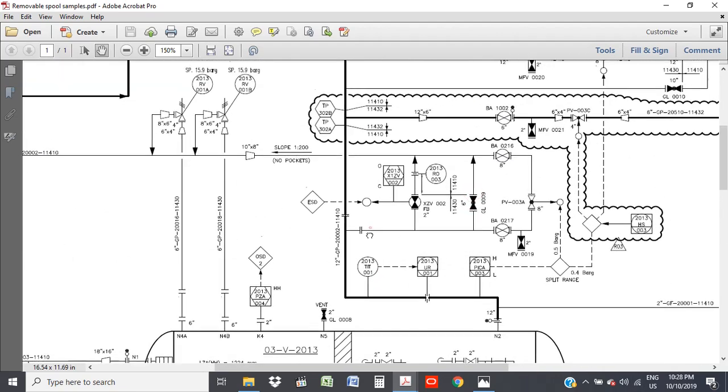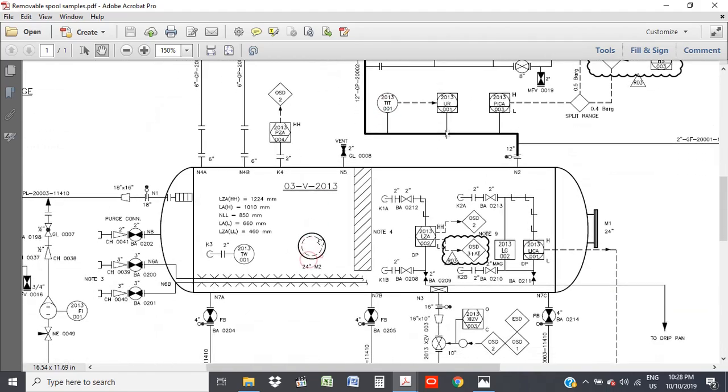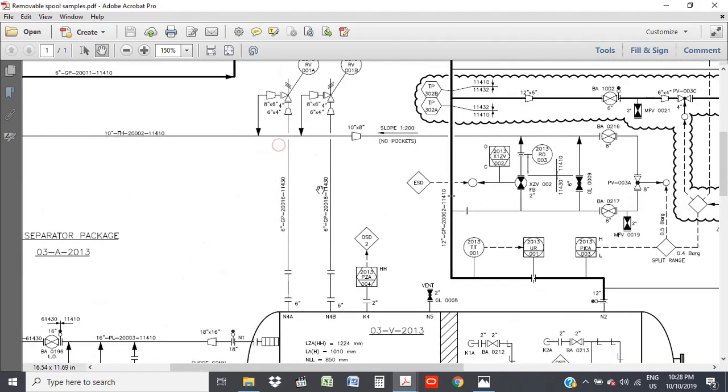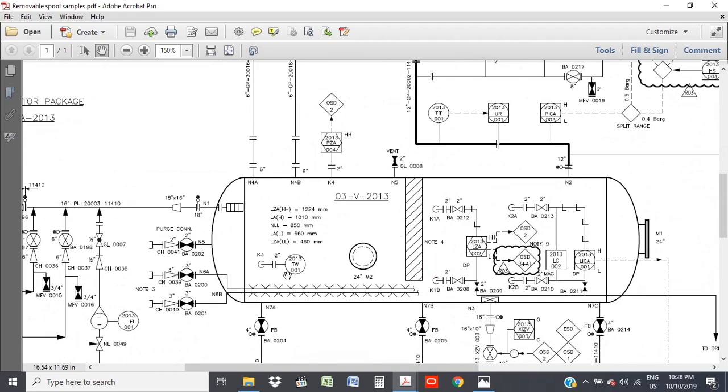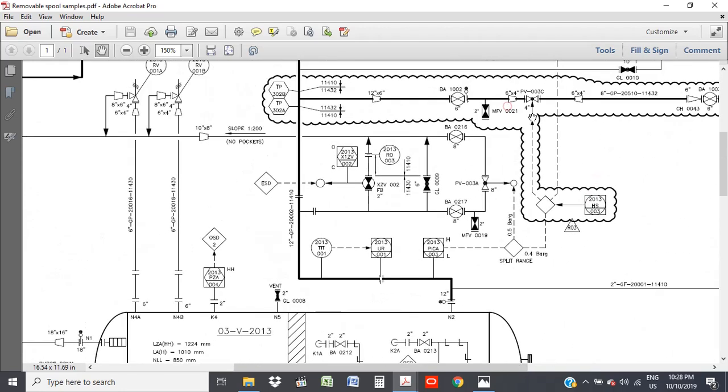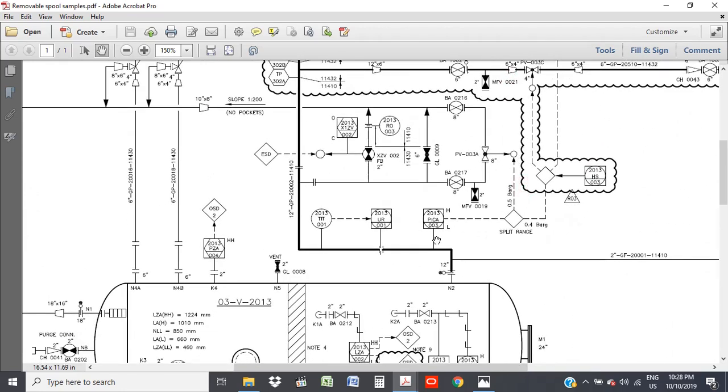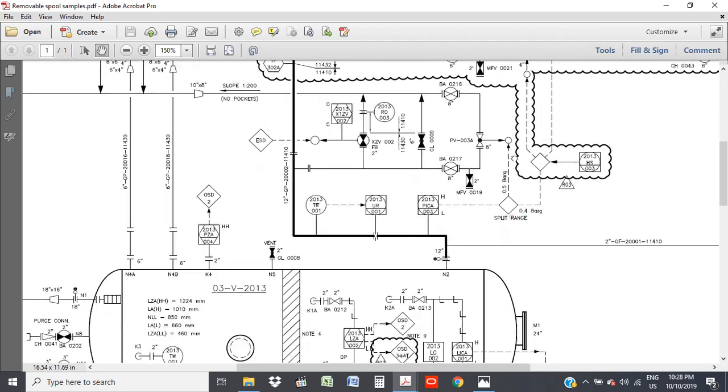Also, a good number of them have BDVs on top, which open to the flare, because you don't want your PSVs popping every time. Bear in mind, the instrumentation you normally have are pressure gauges, which control the pressure indicators, and pressure trips, which control the pressure control valves.